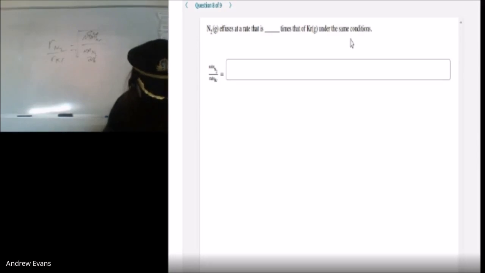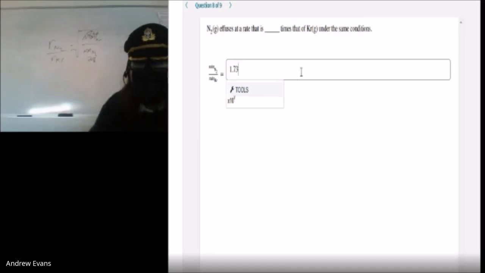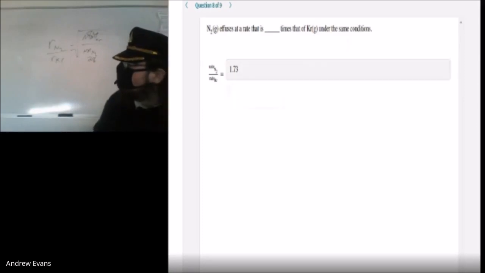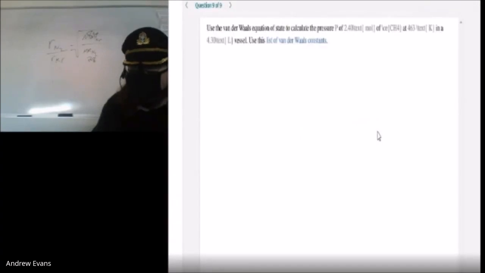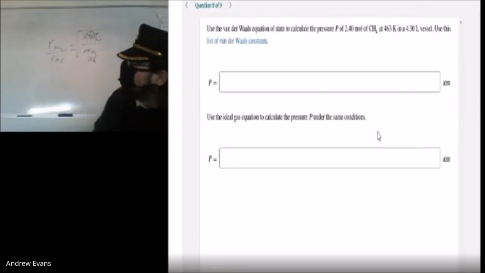So the square root of 84 divided by 28 gives us 1.73. Now, please note, most of these problems should have a number that is greater than 1. Greater than 1 means this is going to happen faster. If we put this in the wrong order and you put 28 over 84, you're going to get a number that's smaller than 1. So most of these will be greater than 1.